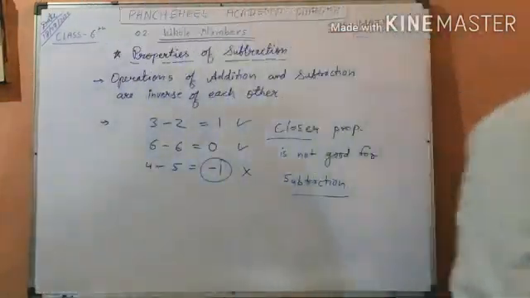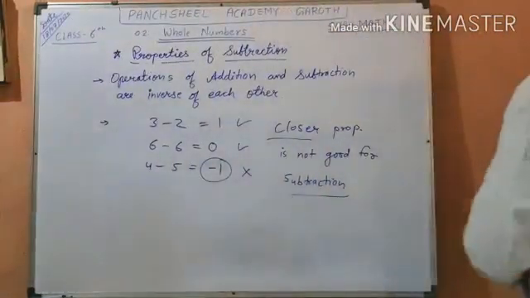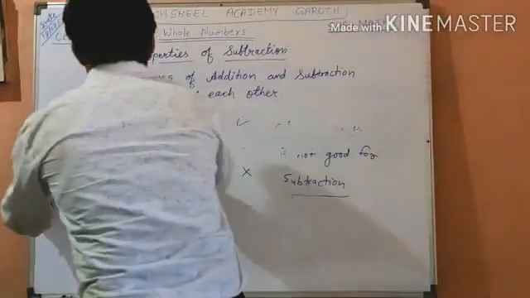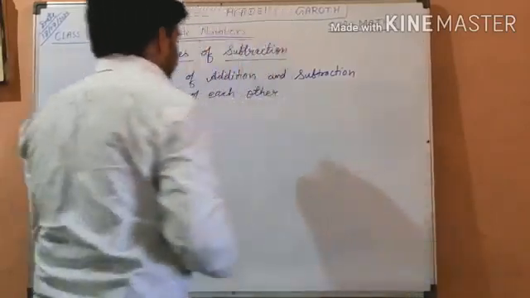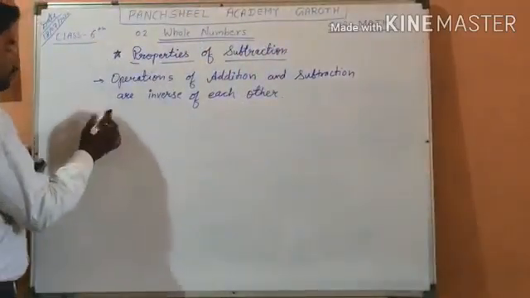Now next, you have to write it. Now if we talk about the second property, it is commutative.